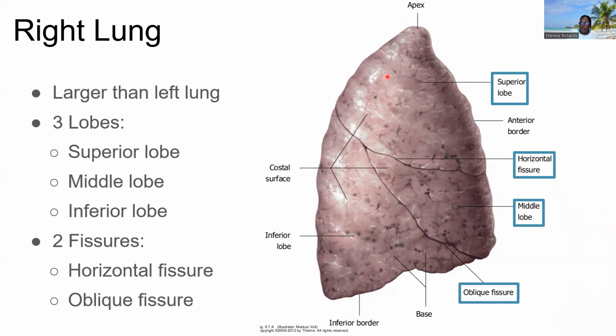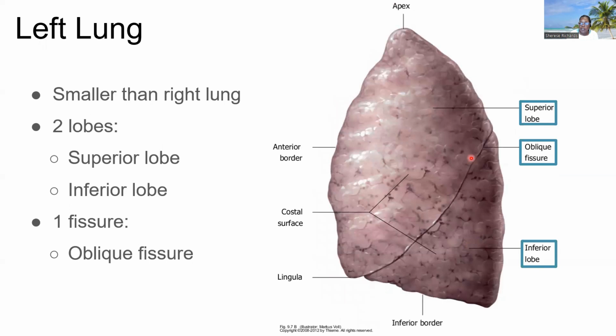It has an upper lobe, superior lobe. It is divided from the middle lobe by the horizontal fissure. And then the middle lobe is separated from the inferior lobe by the oblique fissure. So it has 3 lobes and 2 fissures, and it is also bigger and heavier in terms of its overall size and shape.